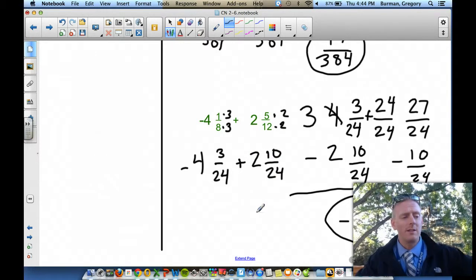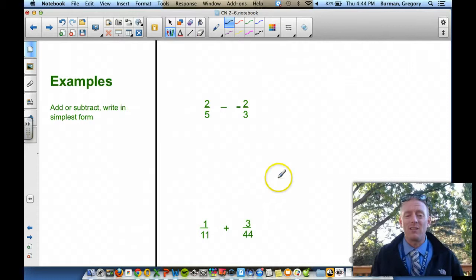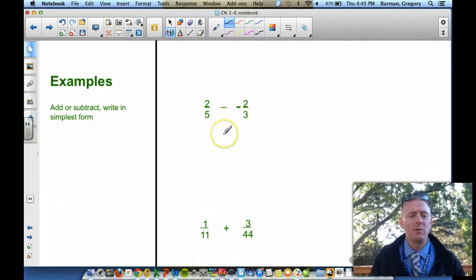Now while I change screens, I'm going to get a drink of my chocolate milk. I love chocolate milk.